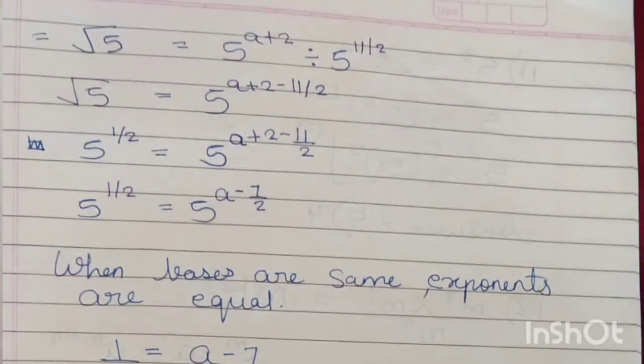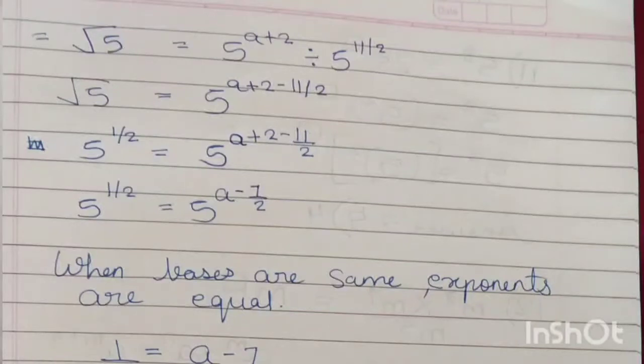This 5 to the power 11 by 2 was multiplication on one side, so when it is taken to the other side, it will be division. So it will be 5 to the power a plus 2 divided by 5 to the power 11 by 2. Now when bases are same, exponents are different and they are in a division, you can subtract them: a plus 2 minus 11 by 2. So it will result to a minus 7 by 2. So 5 to the power 1 by 2 equal to 5 to the power a minus 7 by 2.